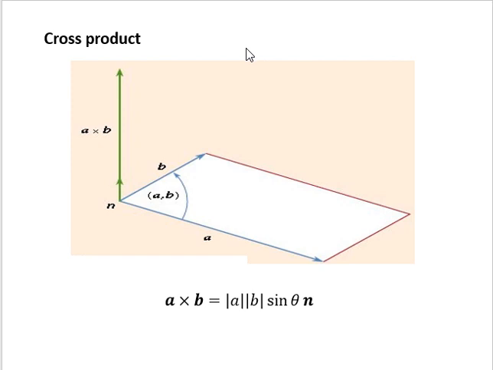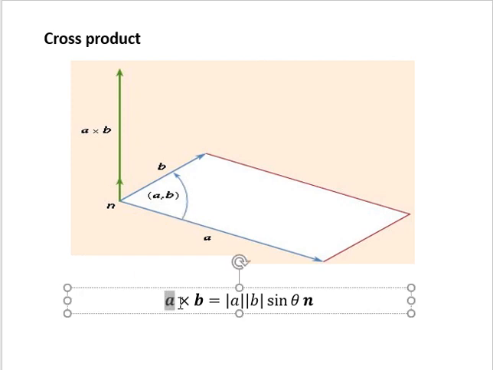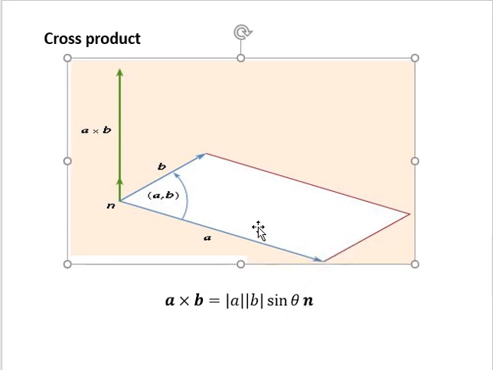But in case of cross product, it is a vector quantity. Now look at this, A cross B equals the absolute value of A, the absolute value of B multiplied with sine theta, where theta is the angle between A and B, multiplied with n. What is n? N is a unit vector, and the direction of this unit vector n is defined by the direction of this multiplication.